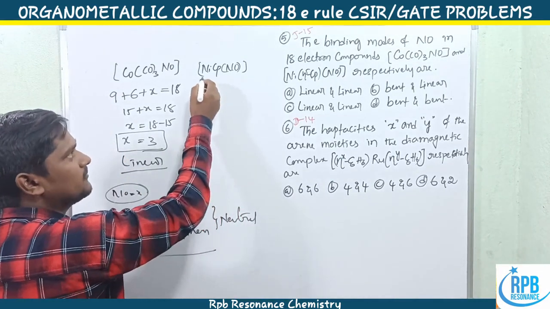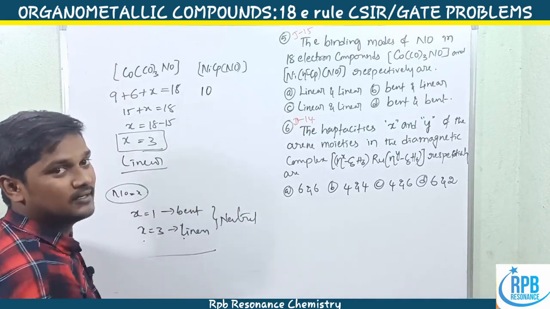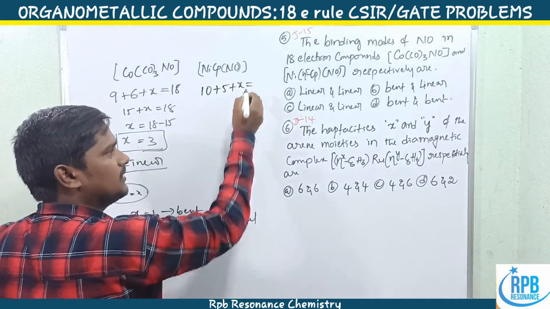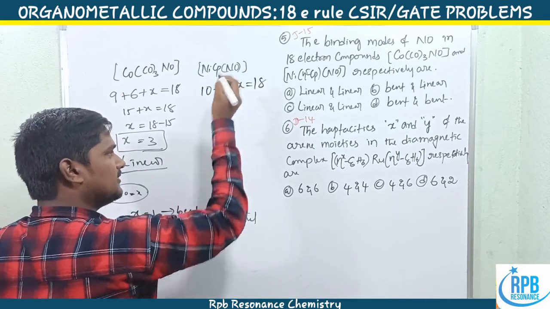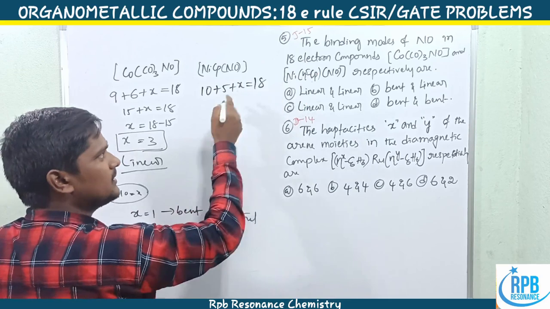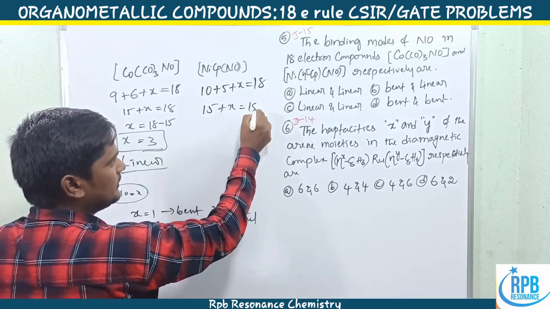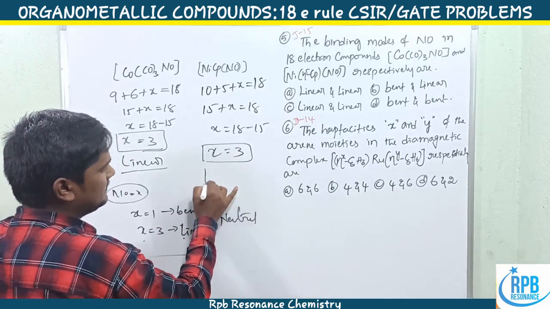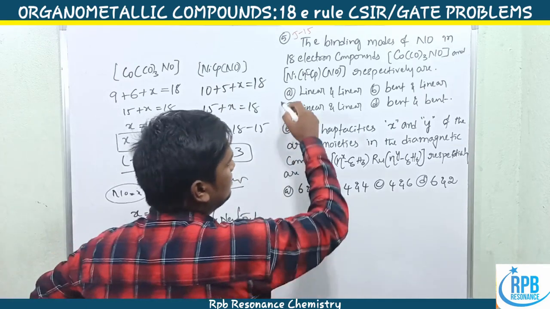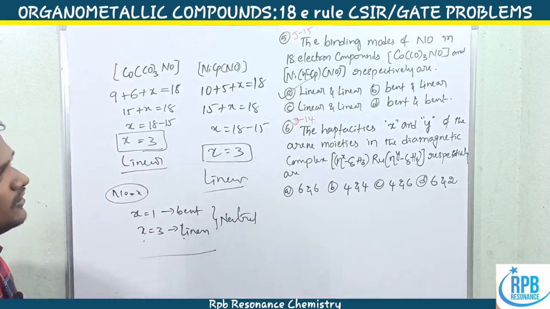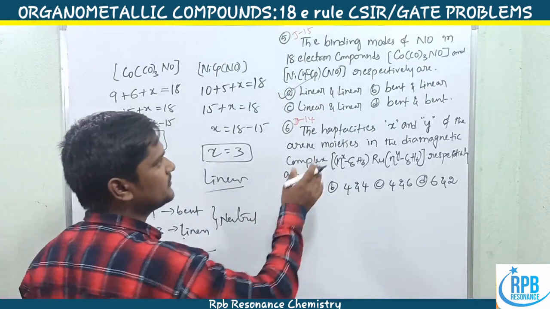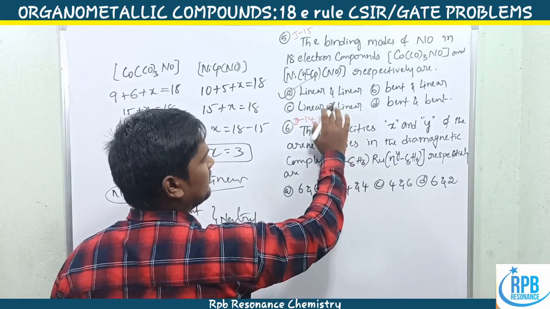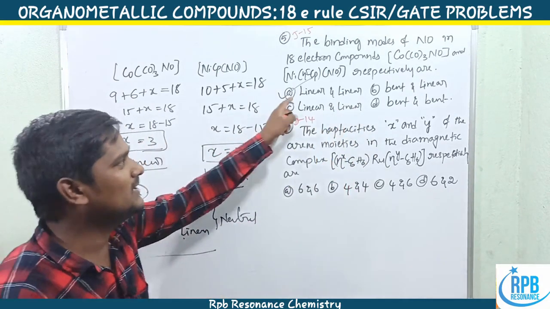Now let's look at the other one. Nickel is a 10 electron donor. Now Cp is 5 electrons, X is nothing. It also obeys the 18 electron rule from the statement. Now 15 plus X is equal to 18, so X is equal to 18 minus 15, X is equal to 3 electron donor. It is also linear, so in both cases we get linear. Both linear is correct.